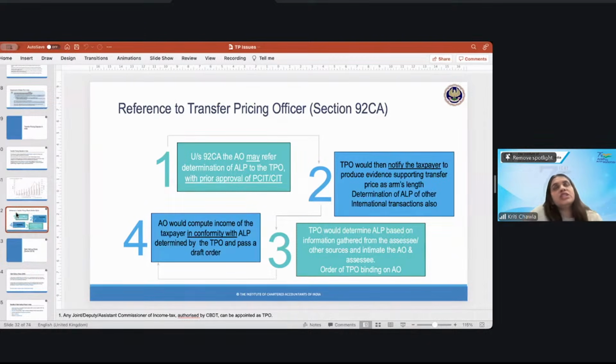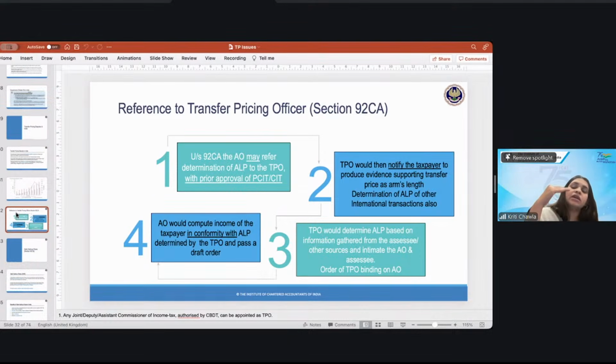Now, whatever information they have gathered from the assessee, or there could be other sources, they have to intimate. They will determine the ALP, and then they will intimate the assessing officer and the assessee. It is important to remember that the order of this particular TPO is going to be binding on the assessing officer. Whatever the TPO provides, the assessing officer will compute the income of the taxpayer in accordance with the ALP determined by the TPO, and then they will pass the draft order.